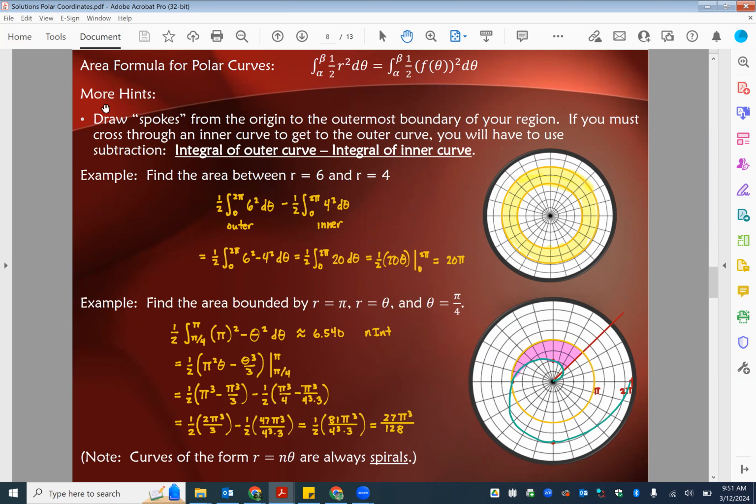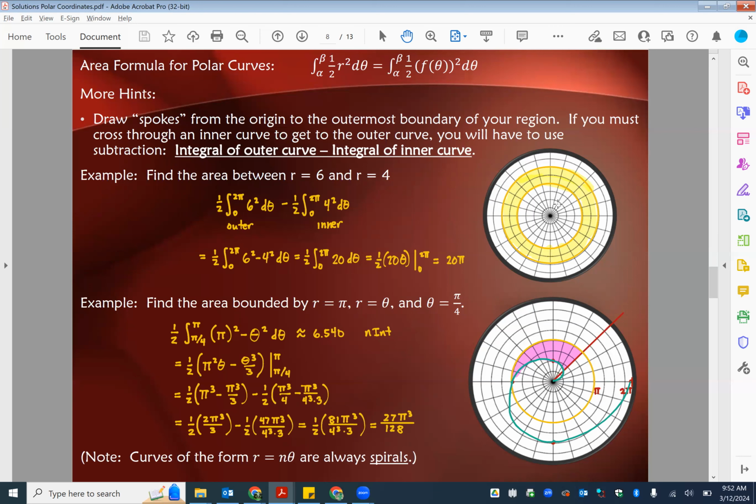I've got another hint up here. Imagining spokes, as in a bicycle wheel, from the origin out to the outermost boundary of your region. Drawing these can help you figure out if you have an outer and an inner curve. I'm looking at this first example, the yellow shaded area. If I start at the origin and extend a spoke out to the outermost boundary of my region, I'm actually traveling through an inner curve before I get to the outer. Okay, and if we see a phenomenon like that, we're going to do some subtraction.